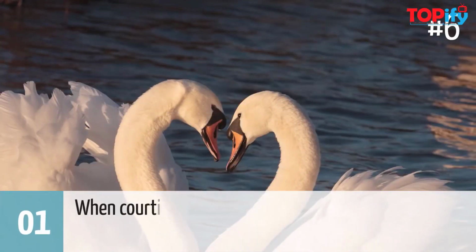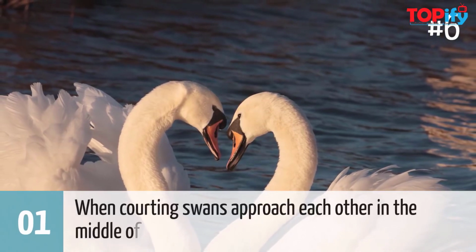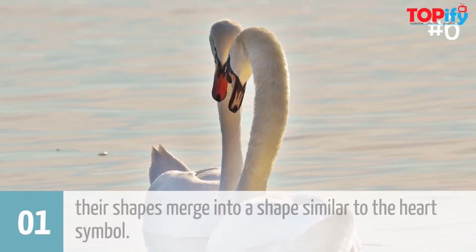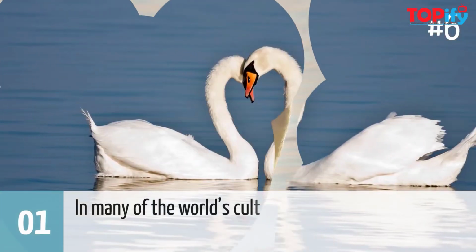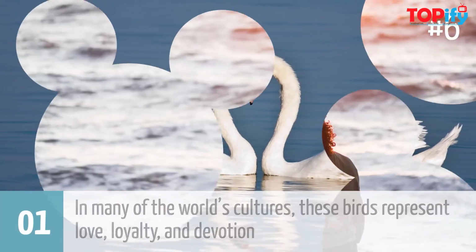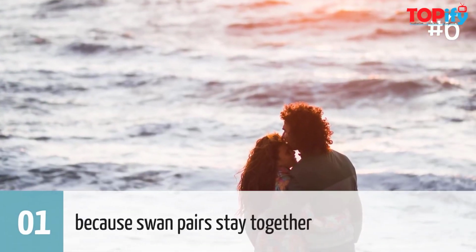1. When courting swans approach each other in the middle of a lake, their shapes merge into a shape similar to the heart symbol. In many of the world's cultures, these birds represent love, loyalty, and devotion because swan pairs stay together for life.